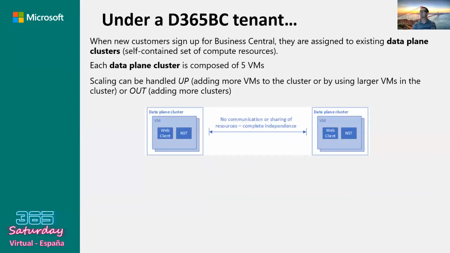When a new customer signs up for Business Central, a data plane cluster is assigned to this customer. The data plane cluster is a set of resources that creates your environment, and it is normally composed of 5 VMs, virtual machines. Each VM contains all the pieces that permit you to run Business Central, so the web client, the service tier and so on. Scaling can be handled up and down automatically by adding more VMs to this cluster according to the needs that you have.